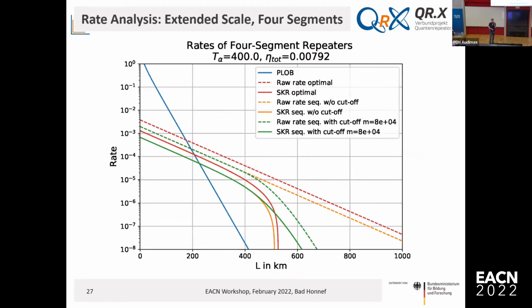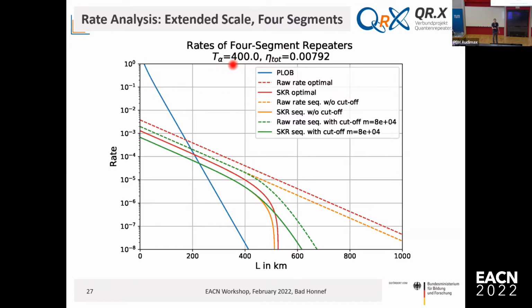Okay, and now here in this extended model, for the particular case of 4 segments, you can look at these curves that we've seen before. The blue line is this repeaterless bound, PLOB. The numbers are not so relevant here. I mean, this is an extremely high coherence time. This is just for illustration.